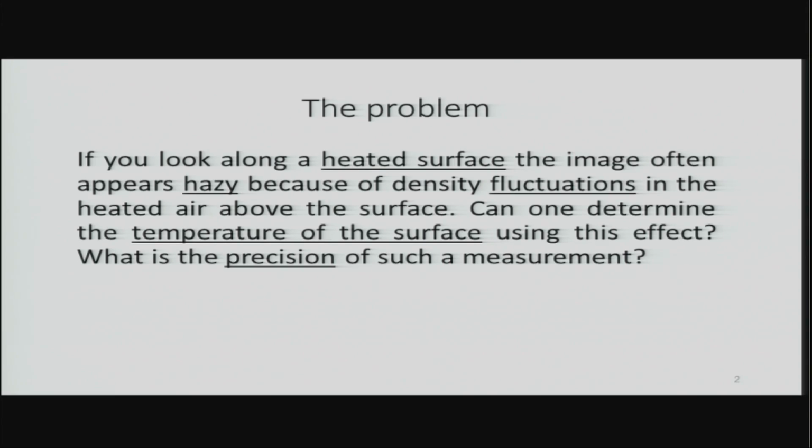At first, let's look at the problem. If you look along a heated surface, for example, along above the burning coal, the image often appears hazy because of density fluctuations in the heated air above the surface. Can one determine the temperature of the surface using this effect? What is the precision of such a measurement?